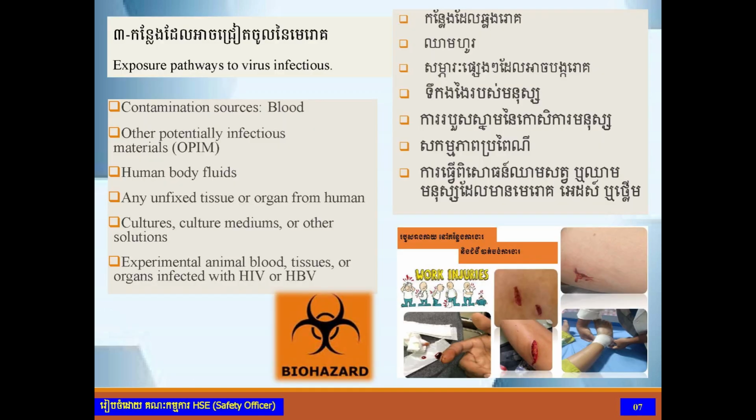7. Exposure pathways to infectious viruses. Contamination sources. Blood. Other potentially infectious materials, OPIM. Human body fluids. Any unfixed tissue or organ from a human. Cultures, culture mediums, or other solutions. Experimental animal blood, tissues, or organs infected with HIV or HPV.